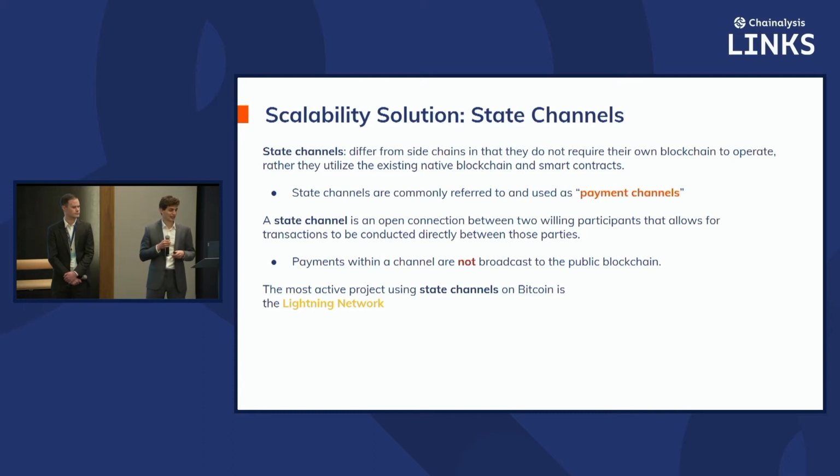What are these channels? How can we understand them? Well, payments within a channel, kind of similar to a bar tab, are private to the parties involved in those transactions. They're not broadcast to the entire network. And this is a big difference between a state channel like Lightning and a public blockchain network like Bitcoin.